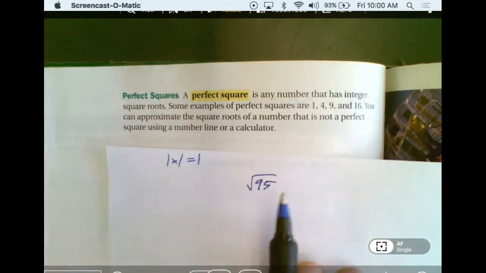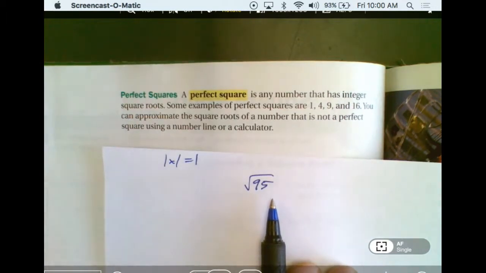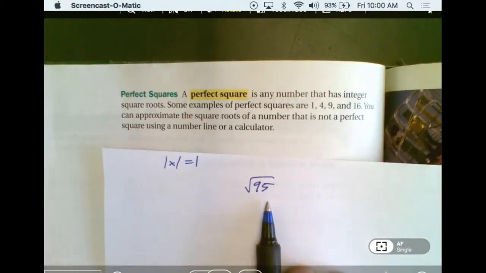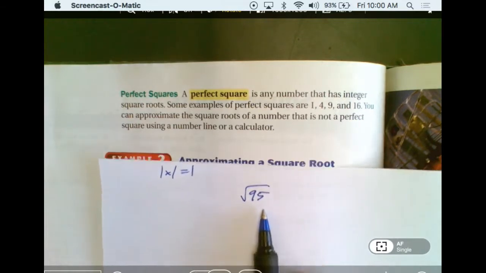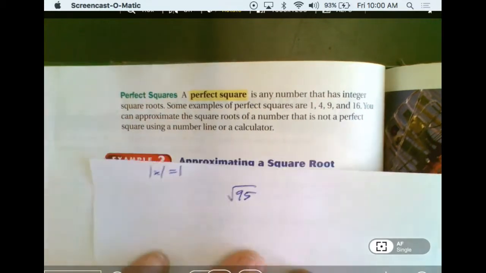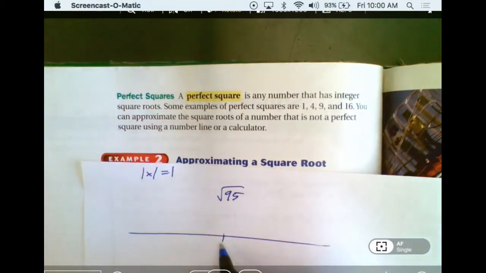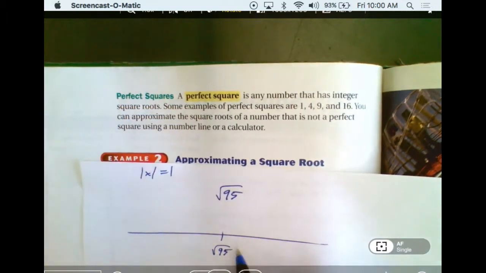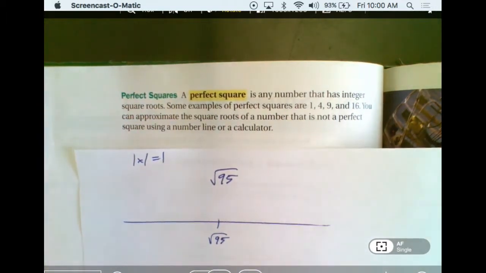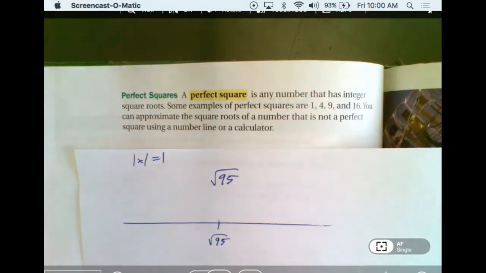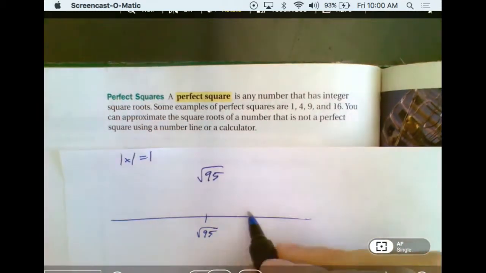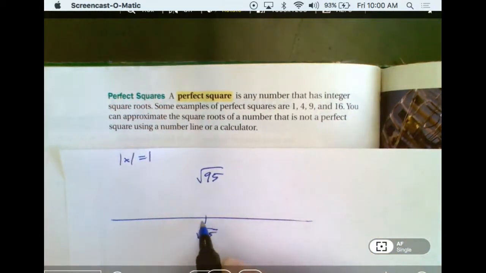Okay. 95, though. Can you think in your head right now of a number times itself that gives you 95? A whole number? No. No. So 95 is not a perfect square. So how can we figure out what the closest whole number is? Here's what you do. Put on a number line the square root of 95. Do you think the square root of, well, is 100 a perfect square? 100 is a perfect square. Do you think the square root of 100 will be to the right of the square root of 95 or the left?